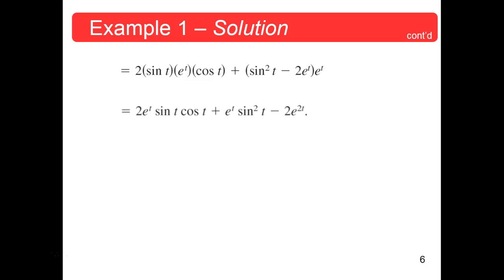And then pulling the things together that belong together, 2 e to the t, sine t, cosine t, plus, and then distribute the e to the t across e to the t, sine squared t, minus 2 e to the t squared, which is 2 e to the t. One more thing to do there.